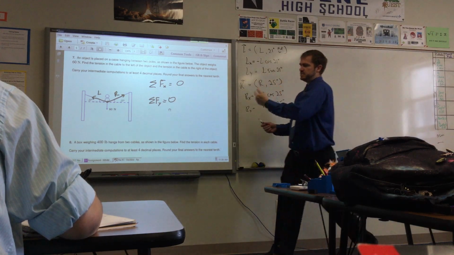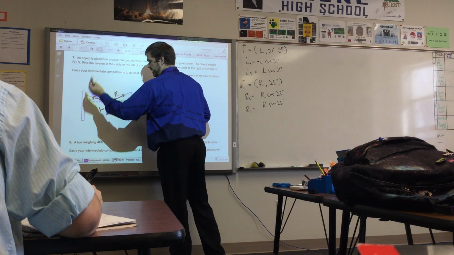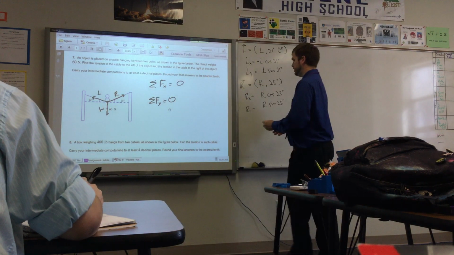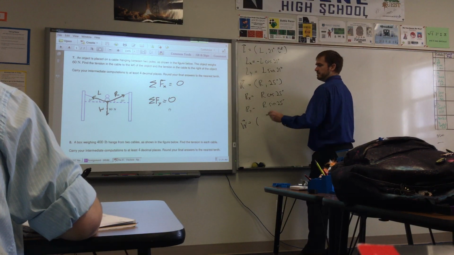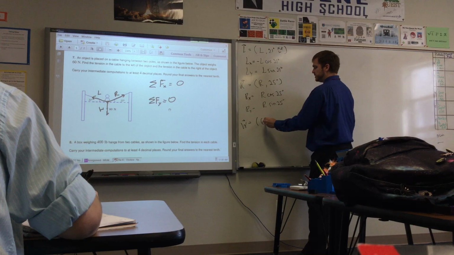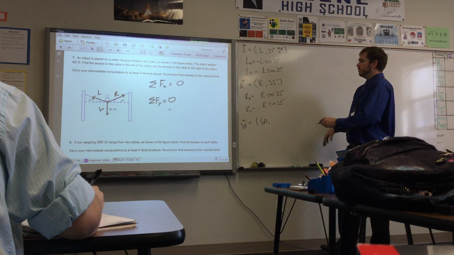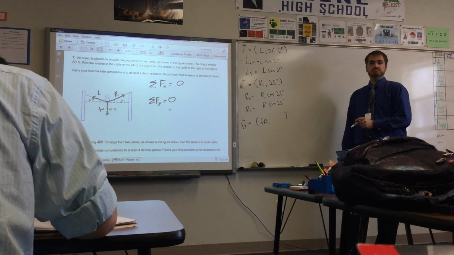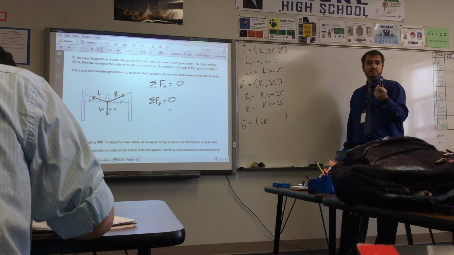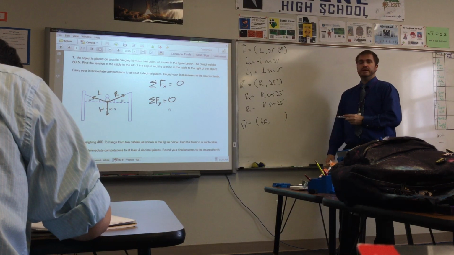And let's call this 60 newton vector that's down the weight, since that's apparently what it is. So the weight vector has a magnitude, this is nice, they actually told us, of 60 newtons. What direction should we say? South? We could say south, but I'd rather put a number there.